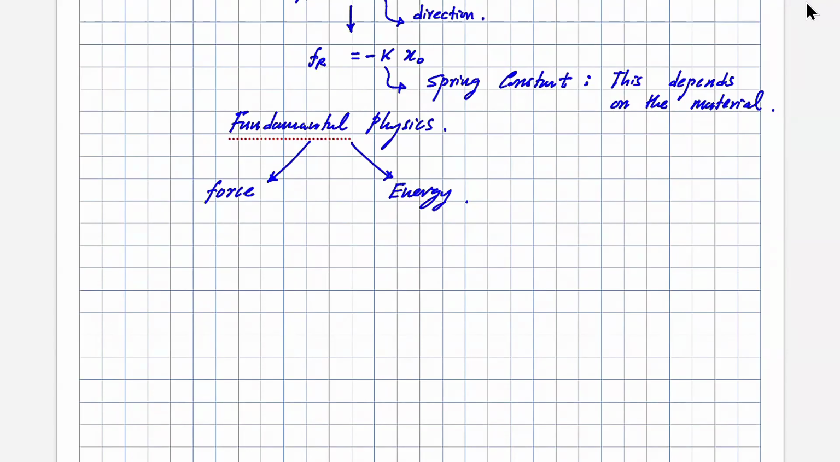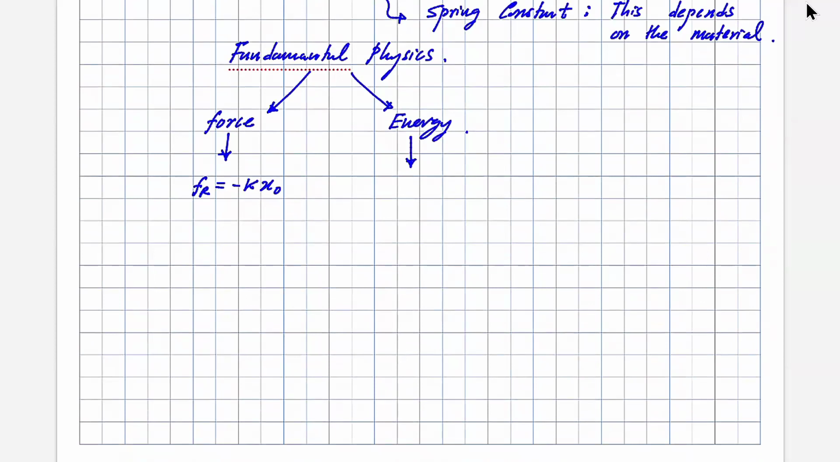Now in this lesson, what we discussed about the forces is this restoring force. Now, what is the energy description? We are going to think about how energy is involved in this situation. The energy related to this situation is called spring energy. We call it ES, and that is given to you as half k x squared.